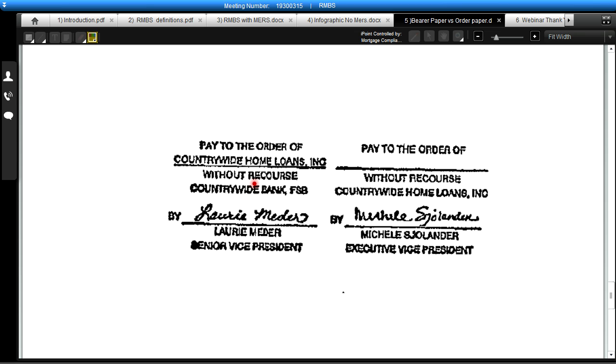So with a payee named, clearly Countrywide Bank FSB has released and transferred all rights from the Doe note, okay, to Countrywide Home Loans, Inc. Okay? Now, the Doe note has also been signed by Countrywide Home Loans, Inc. Okay? Now, the instruction preceding the signature states, pay to the order of, and it's incomplete, without recourse.